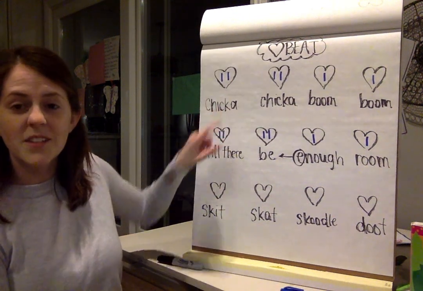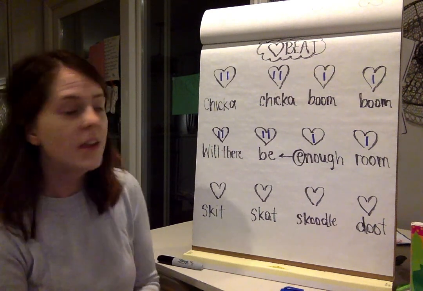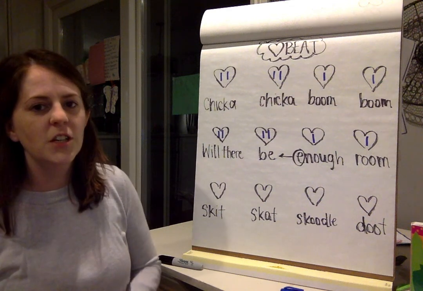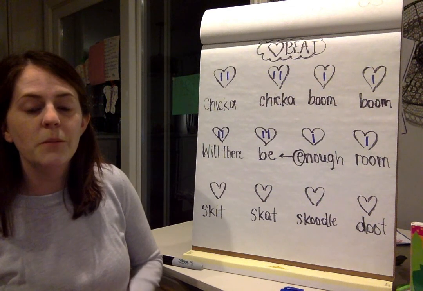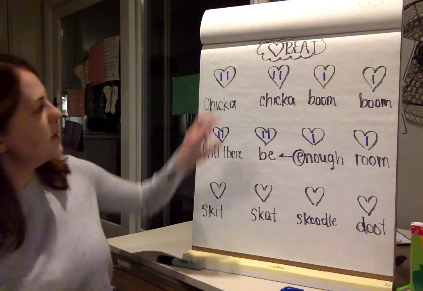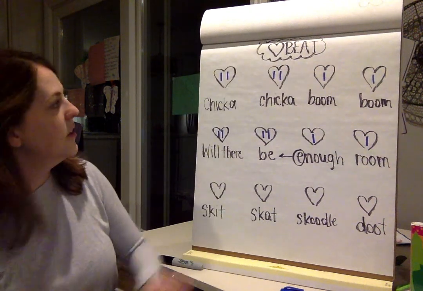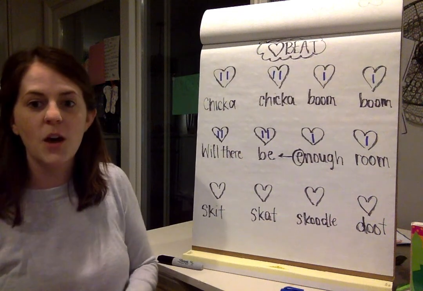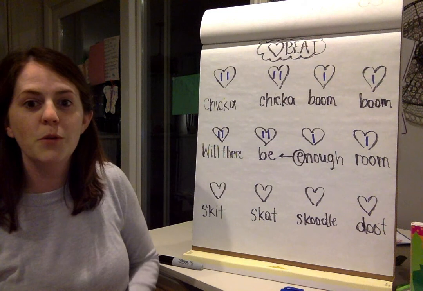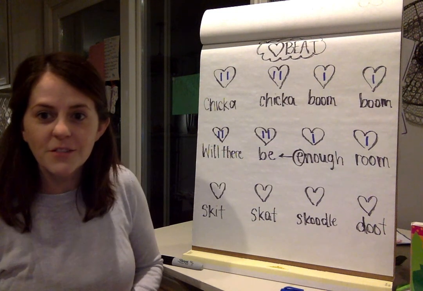This rhythm would sound a little bit different if we clap it out or pat it out or drum it out than our beat does. Okay, so listen just to the beat. Chicka chicka boom boom, will there be enough room? And now, if we play the rhythm, that means when we see 2 lines, we make 2 taps, or if we see 1 line, we make 1 tap. So here we go. Chicka, chicka, boom, boom. Will there be enough room? Hopefully you can hear the difference there.